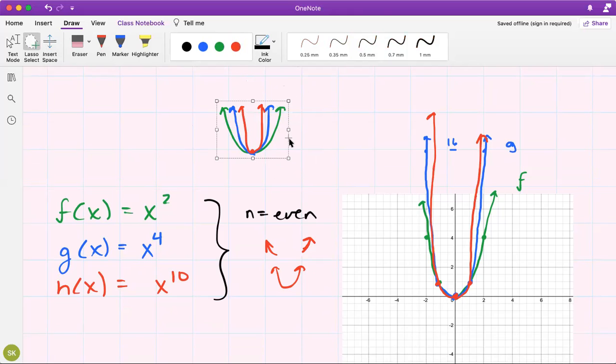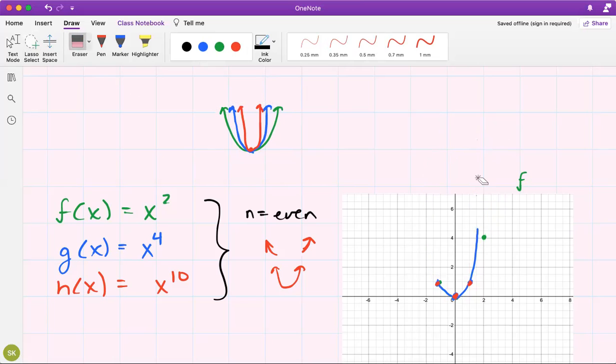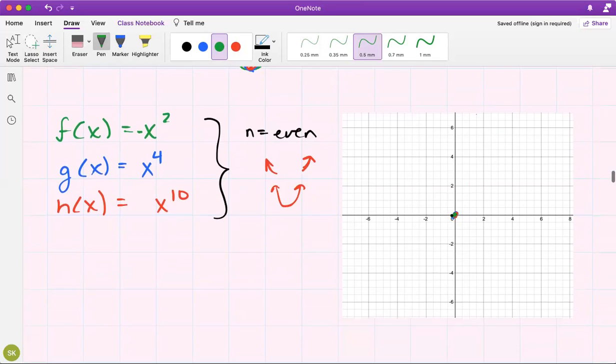I wonder if I could rotate this. Well, I don't think so. So like if I put a negative in front of each one of these graphs, so I put a negative x squared here, what's going to happen? I'm just going to sketch this graph. It's not going to be perfect, but it's going to look something like this. This would be the green graph.